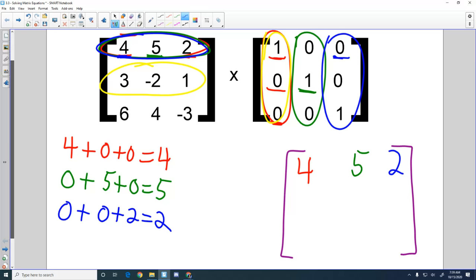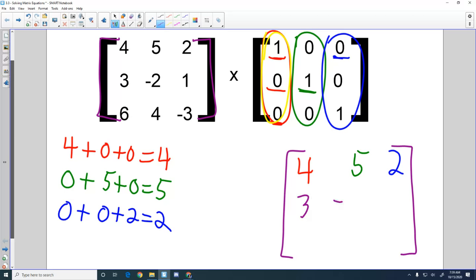Do those 3 numbers look familiar? Did anyone multiply the rest of this out and notice something funny about our answer matrix? What happened, Mia? It's the same thing, right? The entire matrix, right? When you multiply these out, we ended up getting this entire starting matrix as our answer. You get 3, -2, 1, 6, 4, -3.